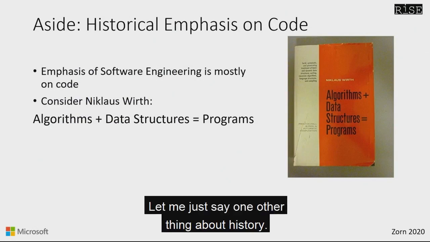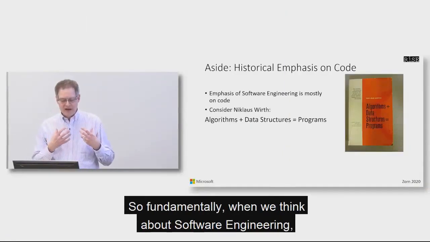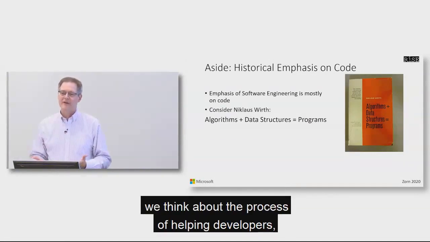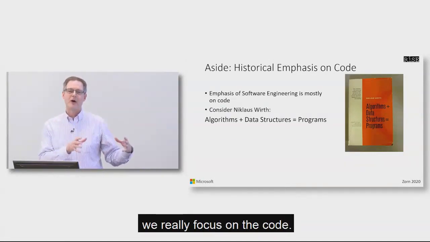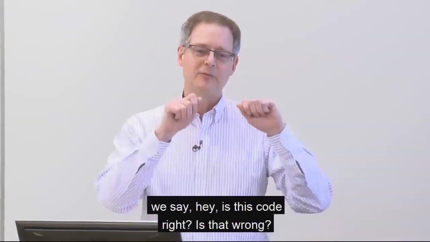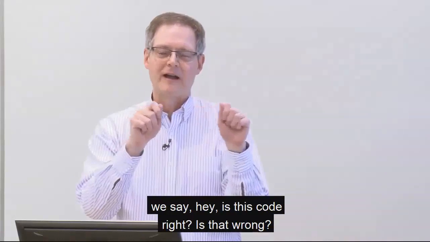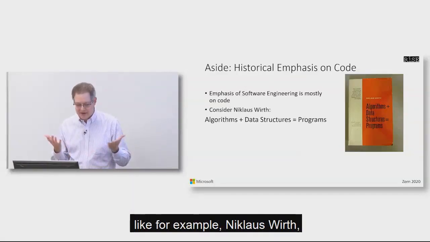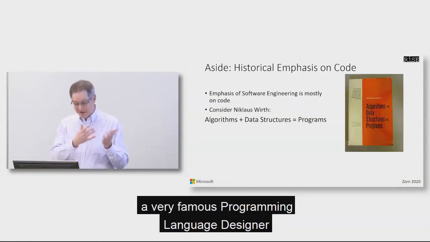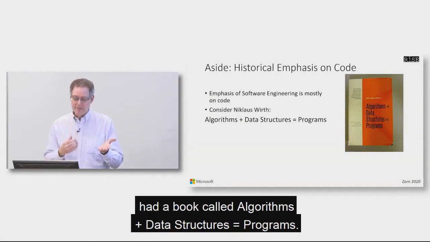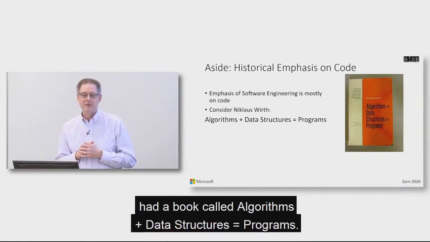Let me just say one other thing about history. So fundamentally, when we think about software engineering, we think about the process of helping developers. We really focus on the code. So historically, what that means is that we write code. We say, hey, is this code right? Is that wrong? And we can see that in some of the early works. Like, for example, Niklas Wirth, a very famous programming language designer and a spokesperson about software, had a book called Algorithms Plus Data Structures Equals Programs.